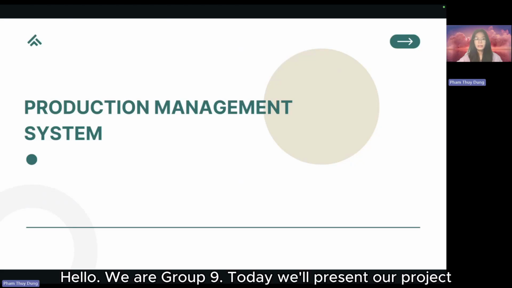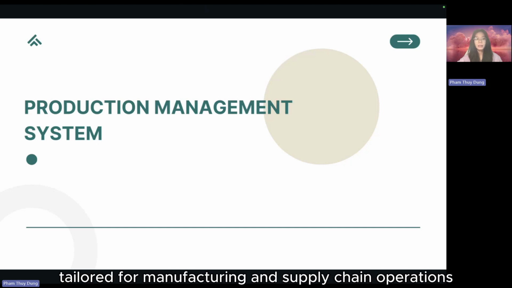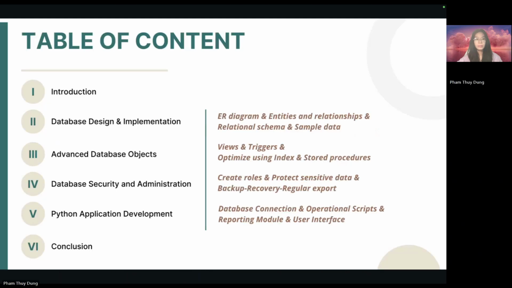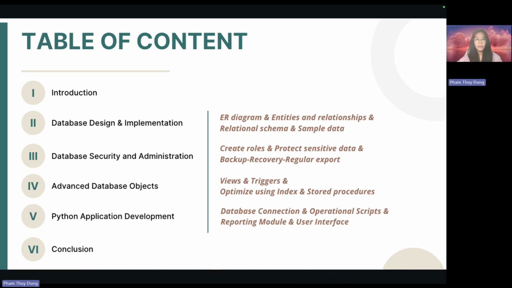Today we'll present our project on designing and implementing an integrated production and inventory management system tailored for manufacturing and supply chain operations. We have 6 main parts here, as you can see on the slide. The first one is introduction, database design and implementation, advanced database objects, database security and administration, Python application development, and the last part is conclusion.